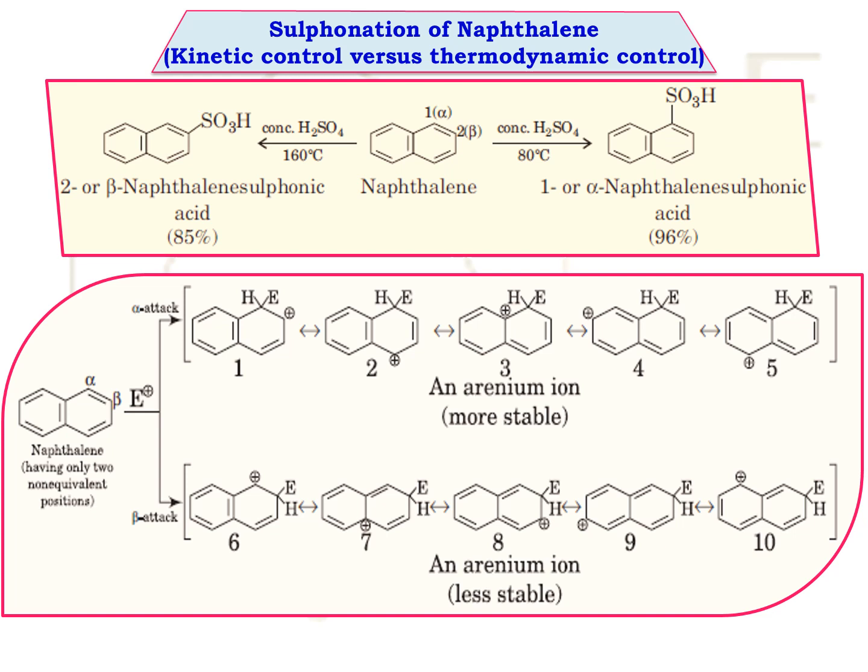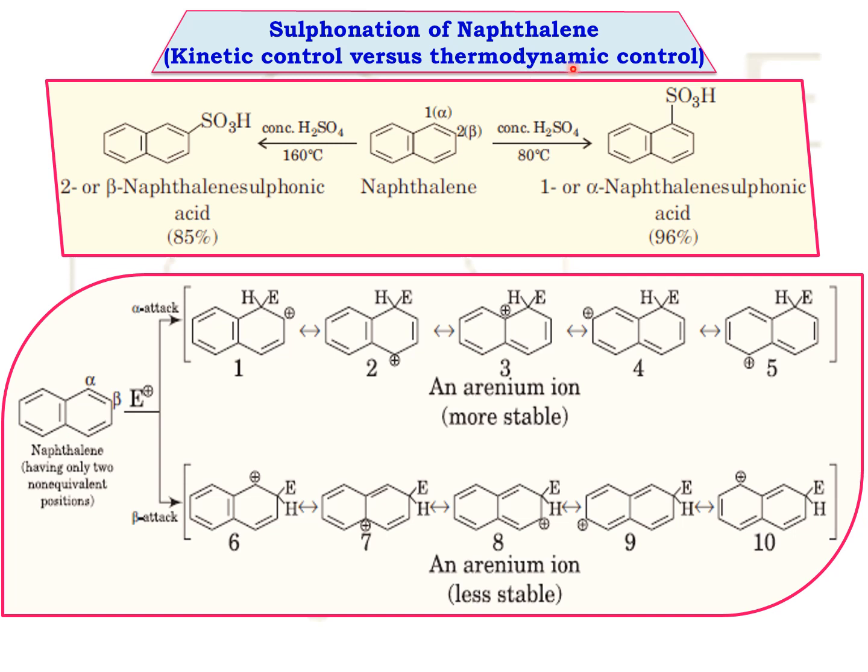Let us see the example of sulfonation of naphthalene. Here we should know what kinetic control and thermodynamic control are. When the reaction produces more than one product, the product which is formed most readily is said to be the kinetically controlled product or kinetic product. The reaction which produces that kinetic product is said to be a kinetically controlled reaction.